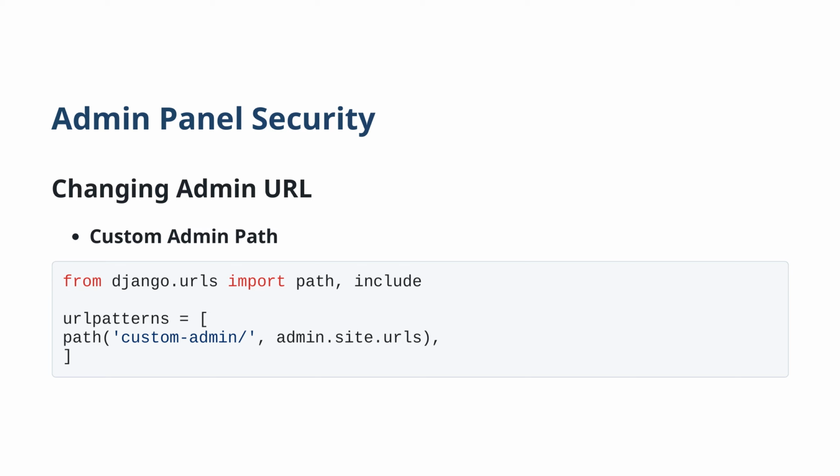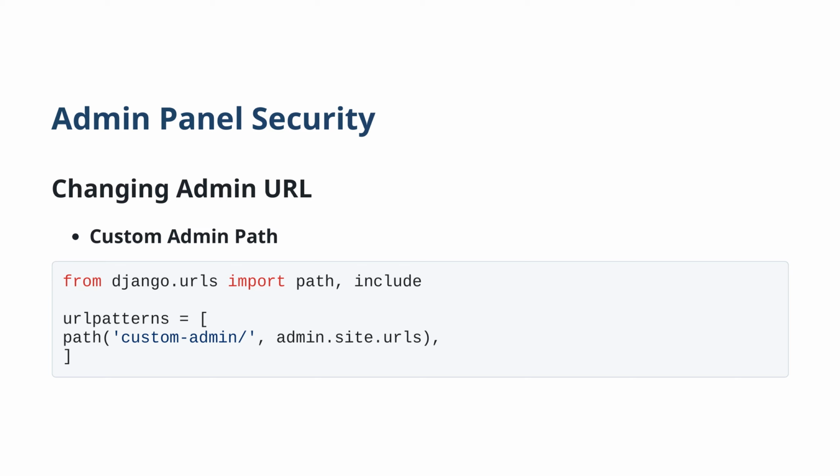For example, Python: from django.urls import path, include; urlpatterns = [path('customadmin/', admin.site.urls)]. In this example, the admin panel will now be accessible at /customadmin/ instead of the default /admin/. This simple adjustment can significantly reduce the likelihood of automated attacks attempting to exploit known vulnerabilities in the admin interface.